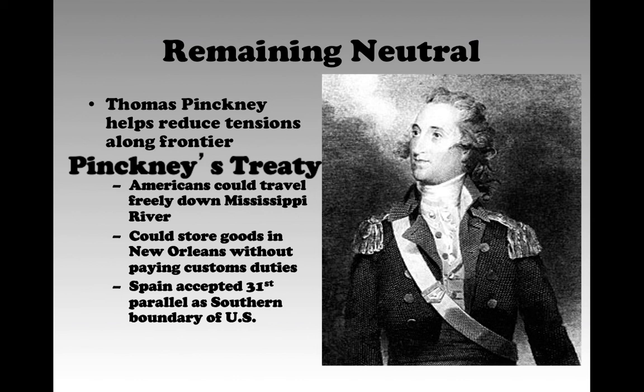And the United States could travel freely along the Mississippi River, using it as a main artery to trade their goods and travel. And Spain would agree to the 31st parallel to use as the boundary for the United States, which, if you look on a map, is the current boundary of Florida, and that would be the new boundary for them. And I said latitude before. It's the 31st parallel. I apologize for that.